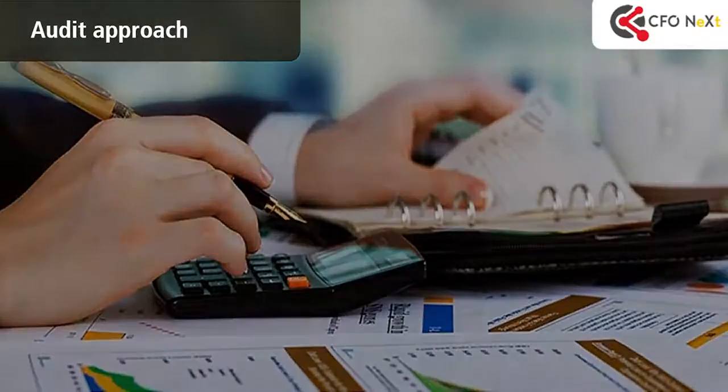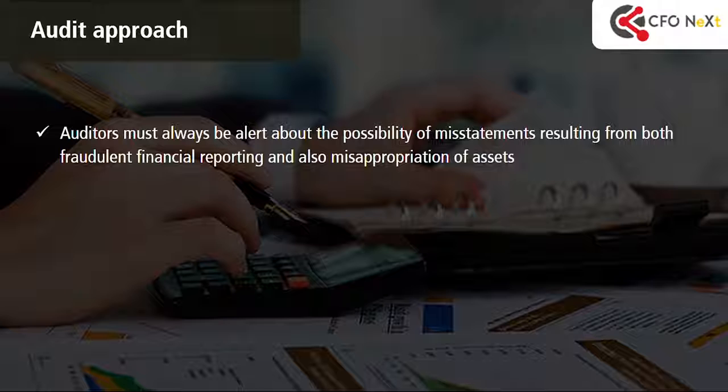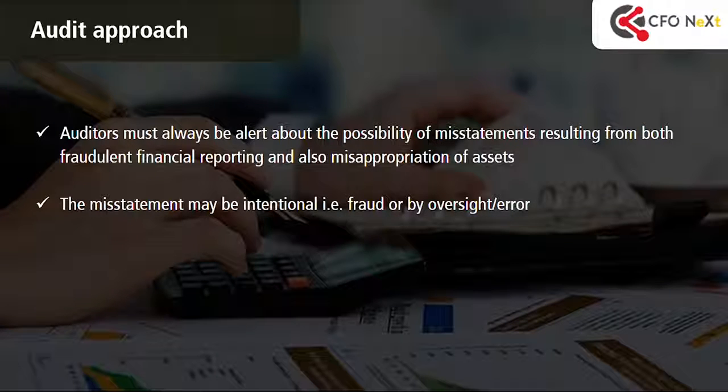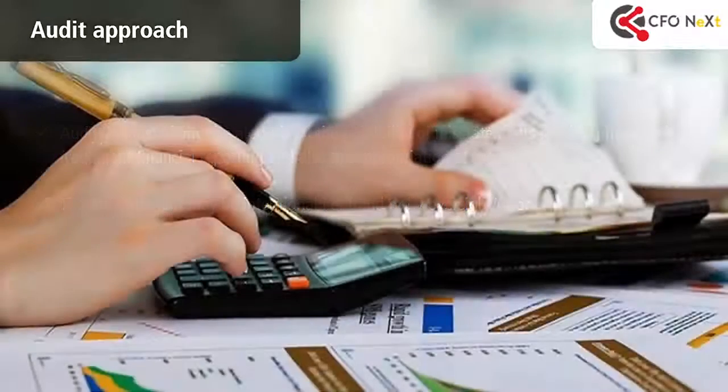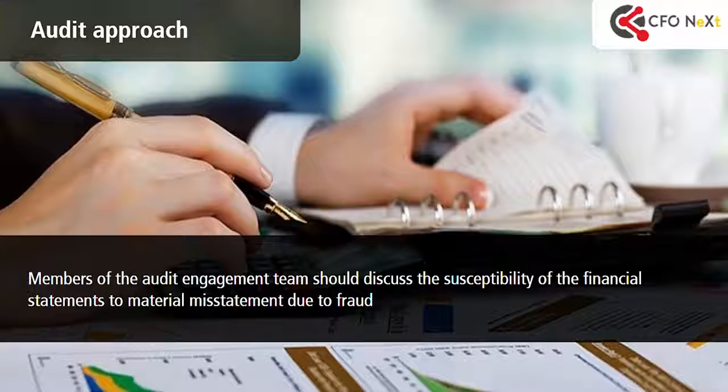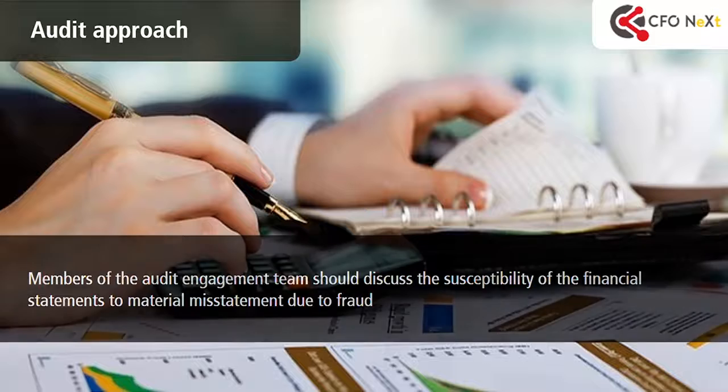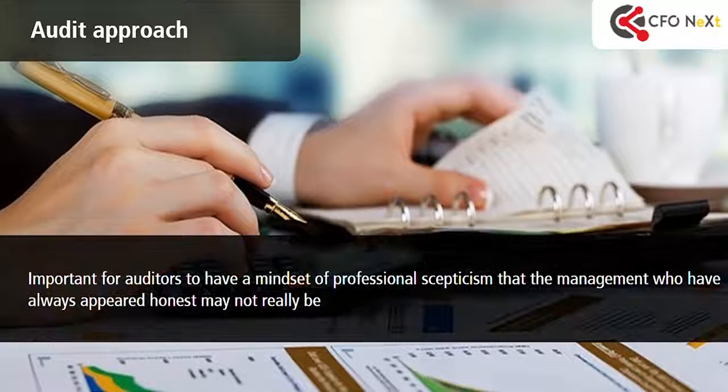Audit approach. Auditors must always be alert about the possibility of misstatements resulting from both fraudulent financial reporting and also misappropriation of assets. The misstatement may be intentional, that is fraud, or by oversight, that is error. Members of the audit engagement team should discuss the susceptibility of the financial statements to material misstatement due to fraud. Hence, it is important for auditors to have a mindset of professional skepticism that the management who have always appeared honest may not really be.